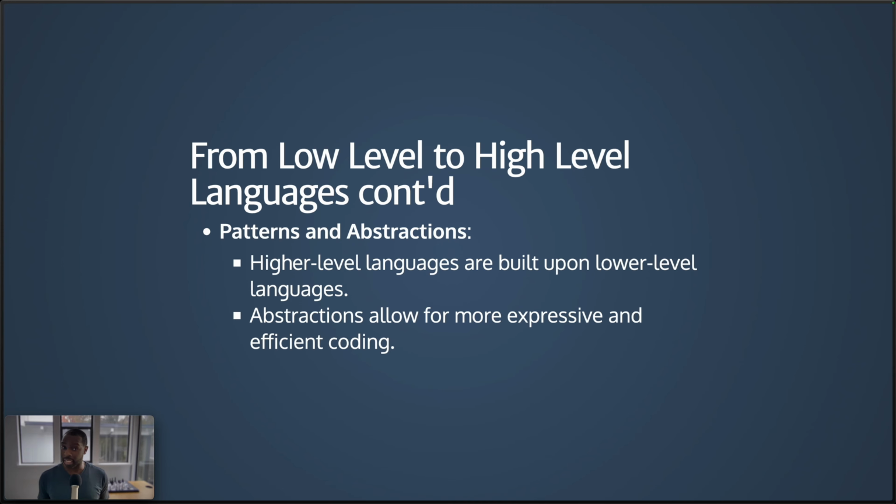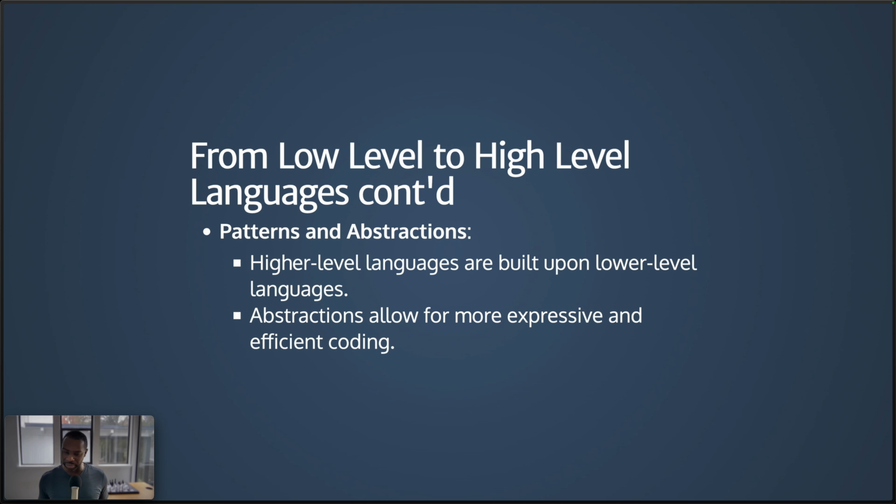So there are patterns and abstractions to think about, and this aspect is at the heart of this course. These higher level languages are built upon lower level language abstractions. These abstractions allow for more expressive and efficient coding. So the ability now to write something higher level, where one line could be maybe 20 lines of assembly code, which could be thousands of zeros and ones, is possible because we are able to associate certain aspects of lower level languages into an abstraction that's expressed in a line of code.